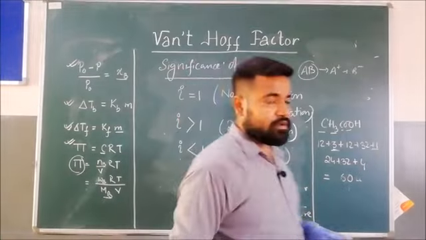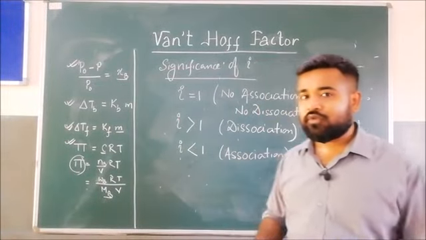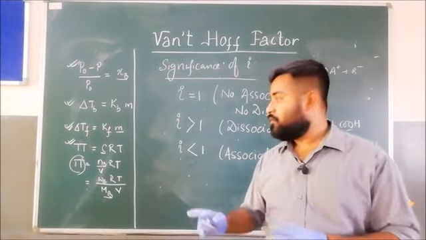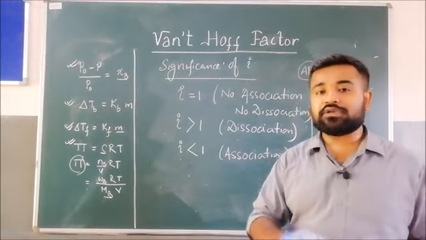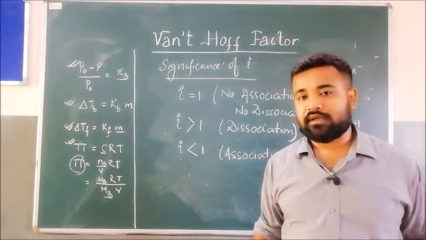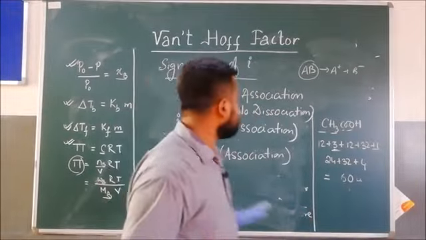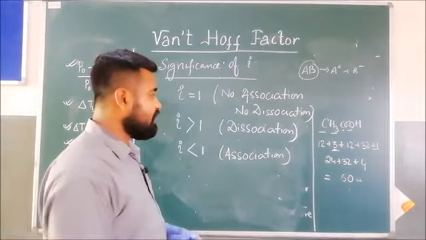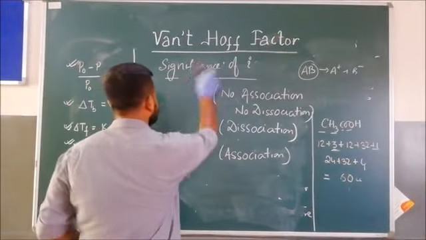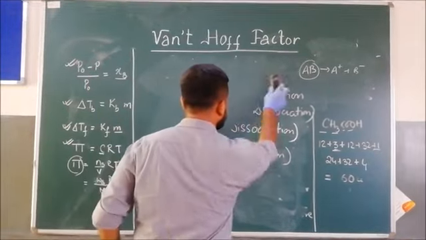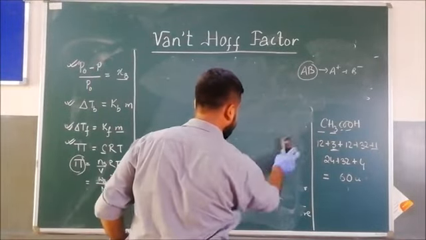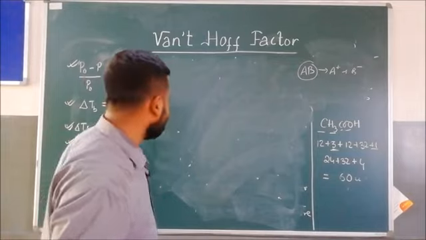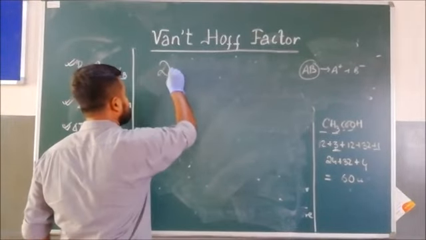Clear? So in case of dissociation, the numerator value will be greater than the denominator value. But in case of association, the numerator value is smaller than that of the denominator value. Clear? So this is the significance of i. Now we will consider the case of dissociation.